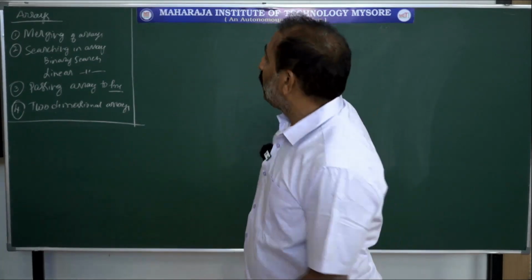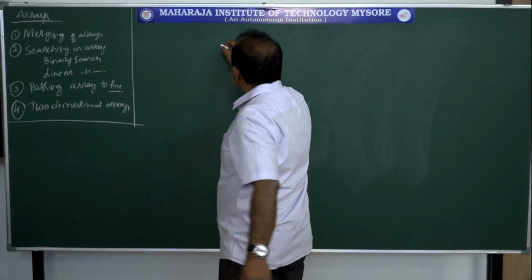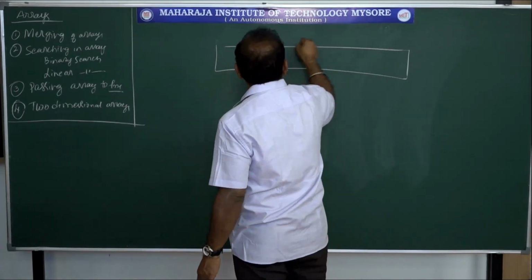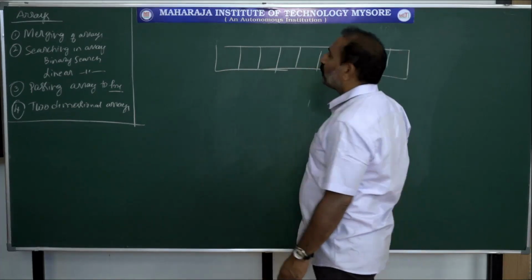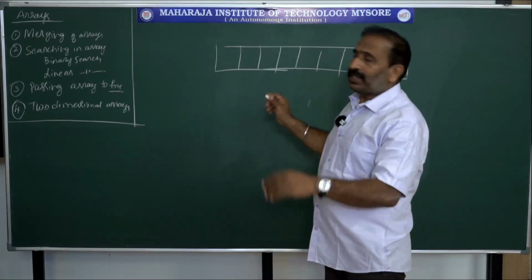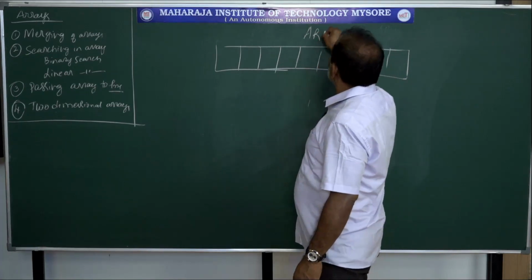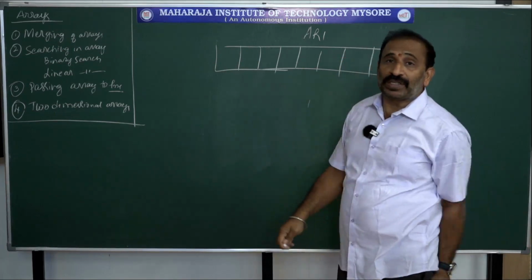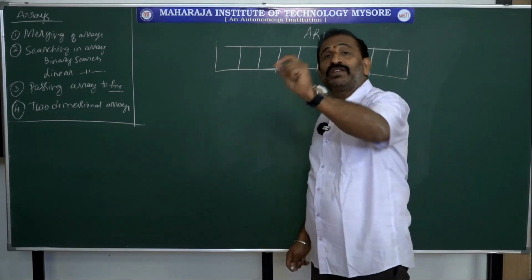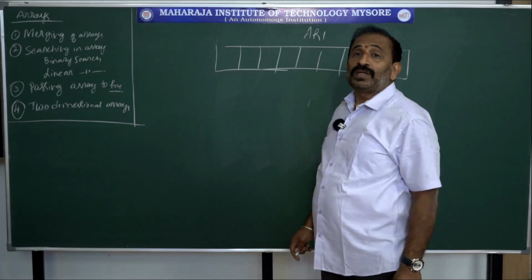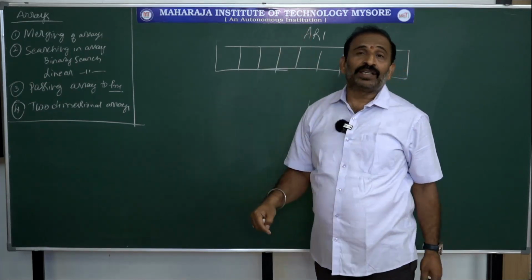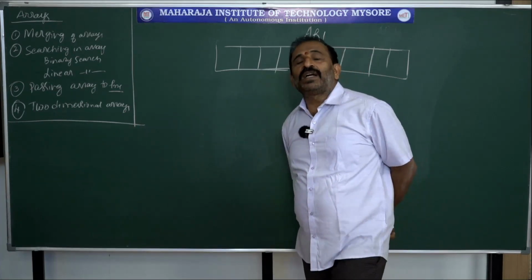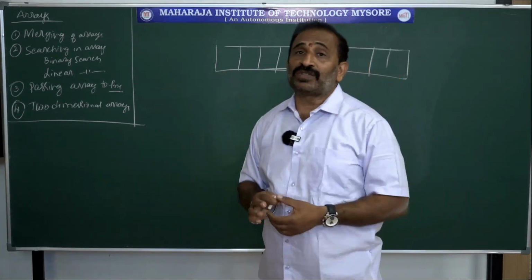Second, we go for searching of an array. Searching of an array, we have already done it. How? I have an array, you label it as array 1. I have some elements over here. In this, I am searching for a specific number. If that number is there, then I will be telling the number is available. Otherwise, my searching is unsuccessful.